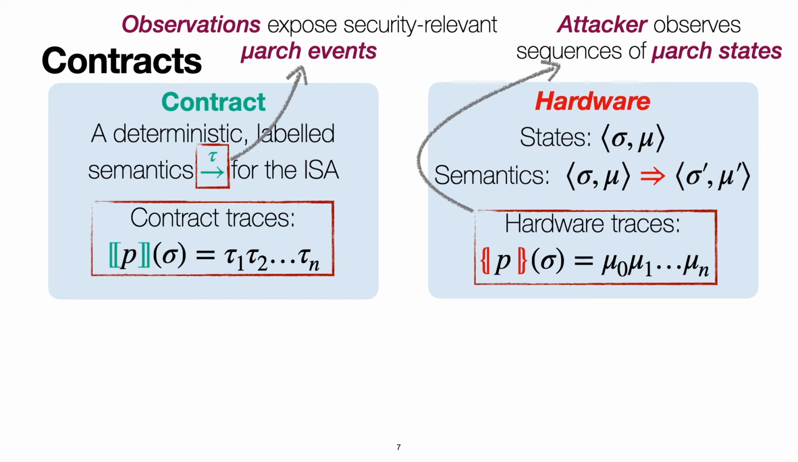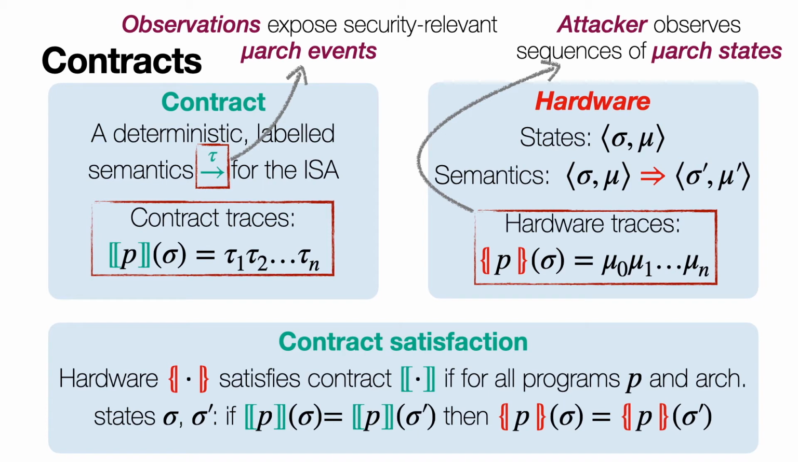We can now formalize contract satisfaction. We say that the hardware satisfies a contract if for all programs P and states sigma, sigma prime, whenever the contract produces the same traces, then the corresponding hardware traces must be the same. That is, whenever a hardware satisfies a contract, traces capture which executions are guaranteed to be indistinguishable to an attacker.